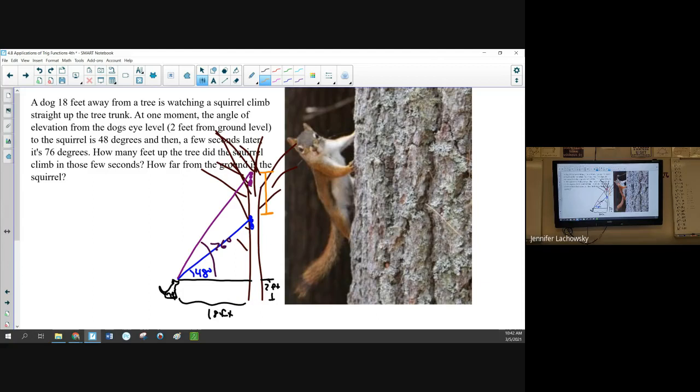Wait, what's the dog's eye level? I thought it was to the squirrel. No, the dog's eye level is just saying 2 feet from ground level. And then the elevation to the squirrel is 48 degrees. So the portion below the triangle doesn't matter? Well, it doesn't matter in the triangle setup. It does matter in the final question, which is how far up from the ground. Cool? All right. So what can we do?